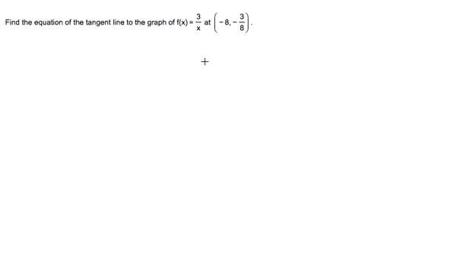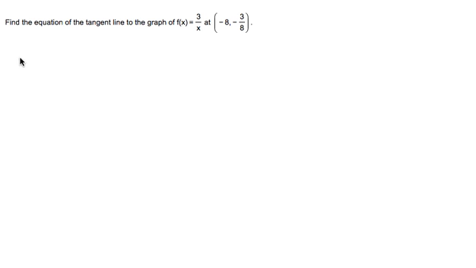Okay, in this problem we want to find the equation of the tangent line to the graph of f of x equals 3 over x at this point. So we're going to need two things, the slope and the point. Actually we're given the point, we're given the x and y value already, so we just need to find the slope by finding the derivative.